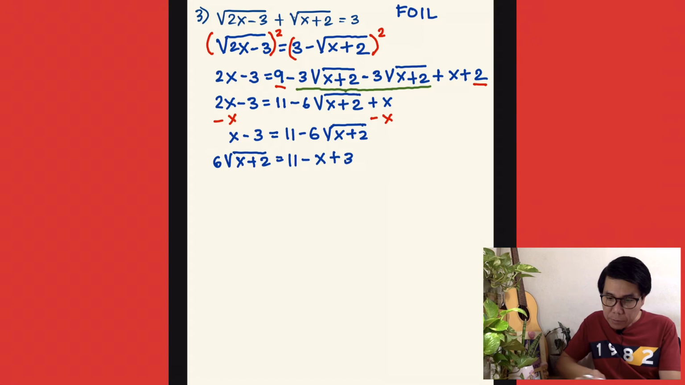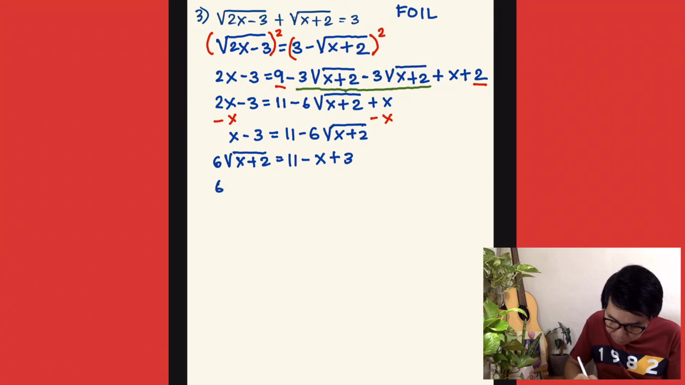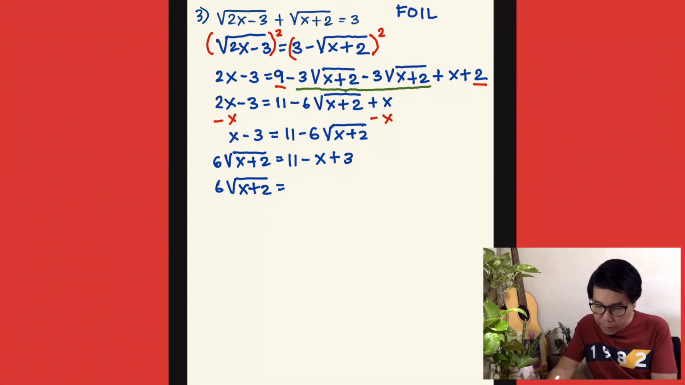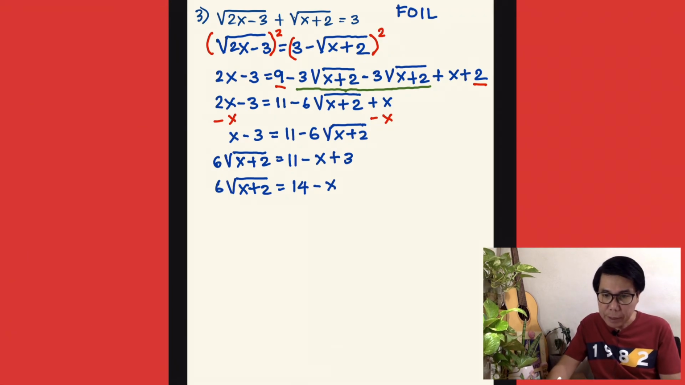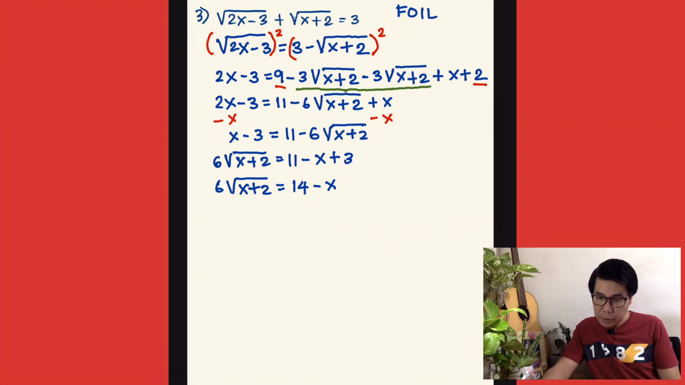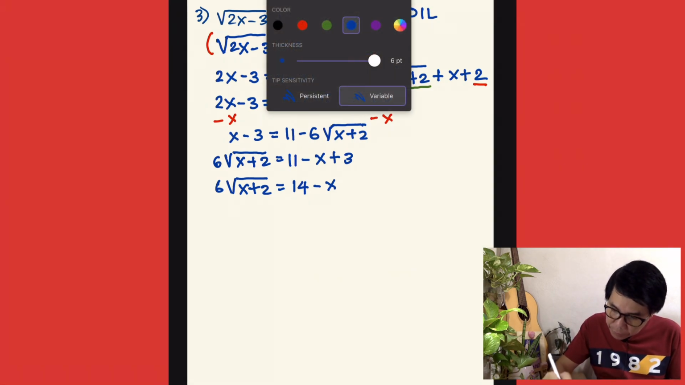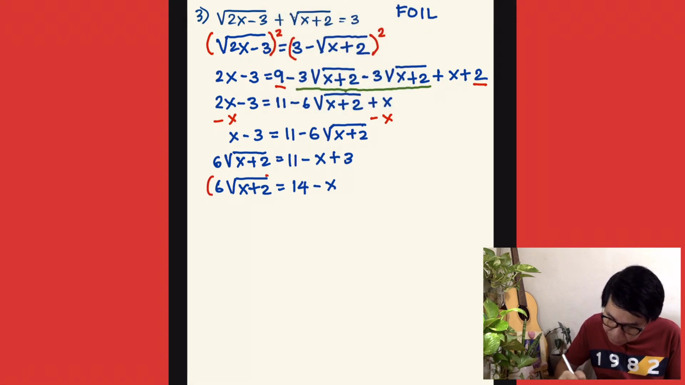So then we have 6 square root of x plus 2 equals 11 plus 3 is 14 minus x. Then what we have now is we are going to get rid of the radical sign. So we have to square this, and we have to square this one also.